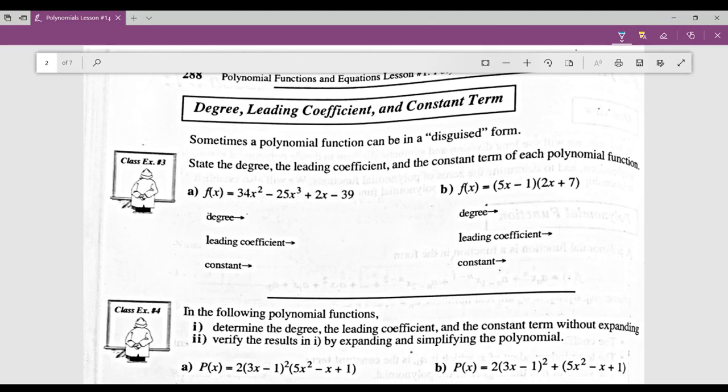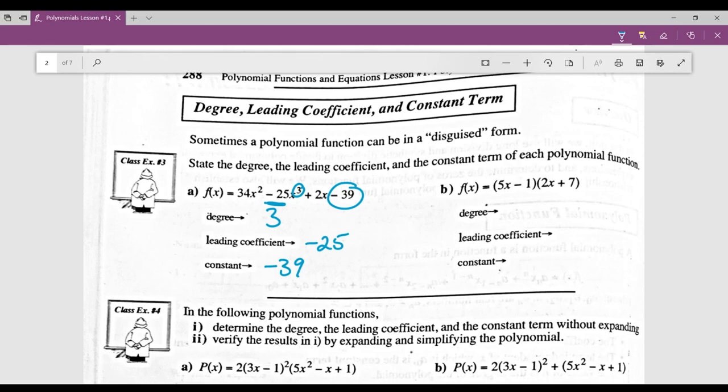State the degree, the leading coefficient, and the constant term. Okay, so start out the degree. Highest exponent. This is a 3, so it has a degree of 3. The leading coefficient is the number in front of the term with the highest exponent. In this case, that would be negative 25. Always take the sign that is in front of the number. And the constant term, again, the one with no variable, in this case, negative 39. Always take the sign that's in front.